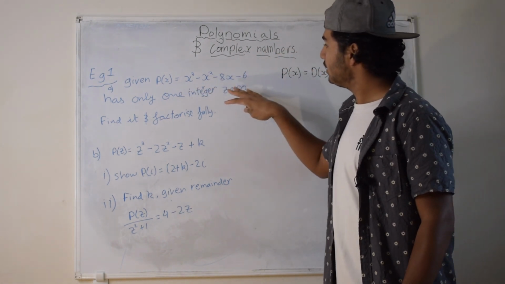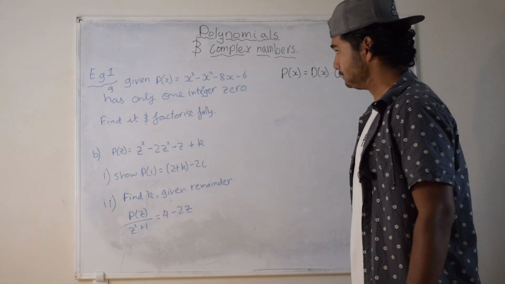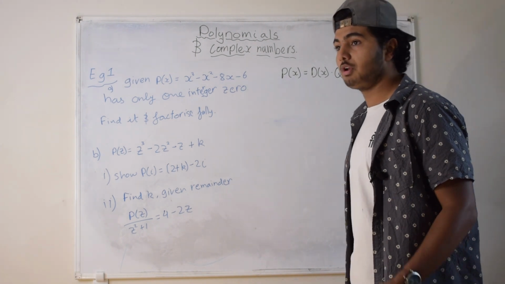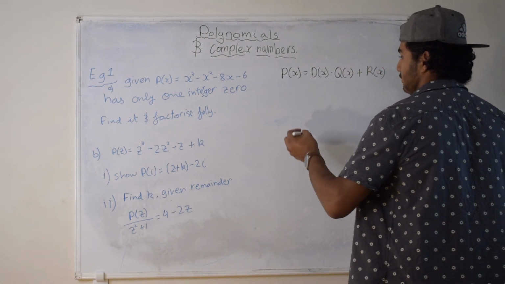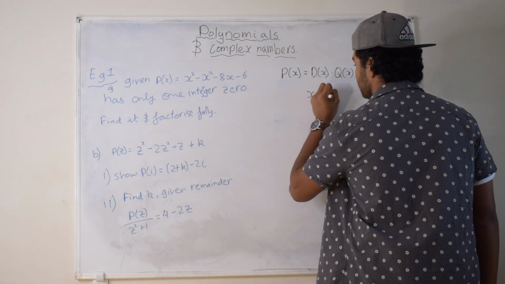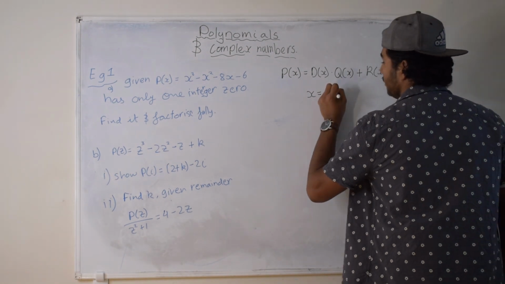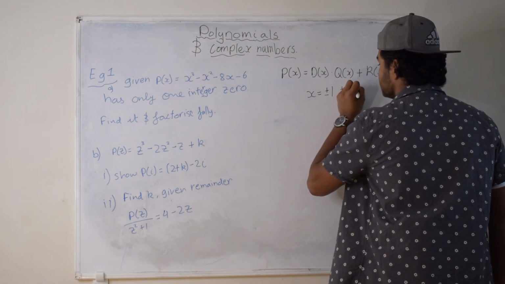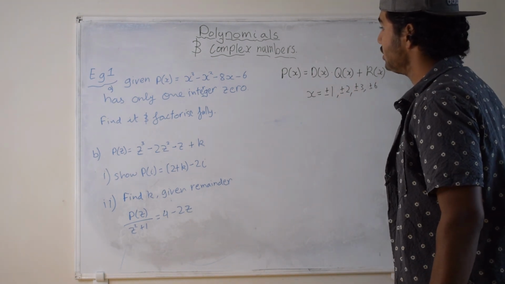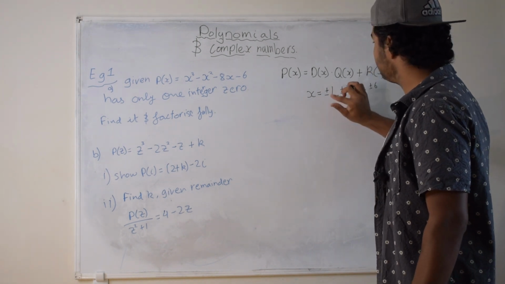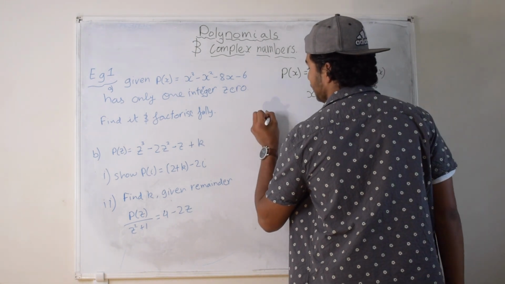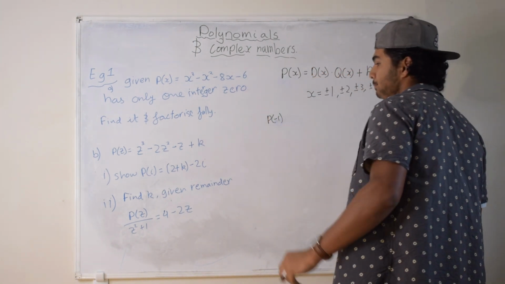It says given that we need to find that one integer zero. We know that the zero is going to be a factor of 6. So what are some factors of 6? We have plus minus 1, plus minus 2, plus minus 3, and plus minus 6. To find that zero, let's just sub in these individual values and see when we get a zero. So p of -1, we'll start with -1.